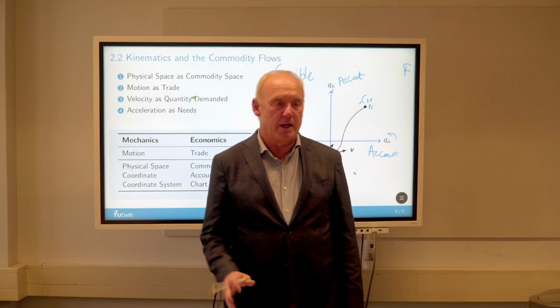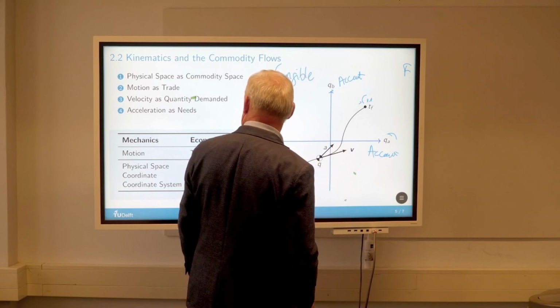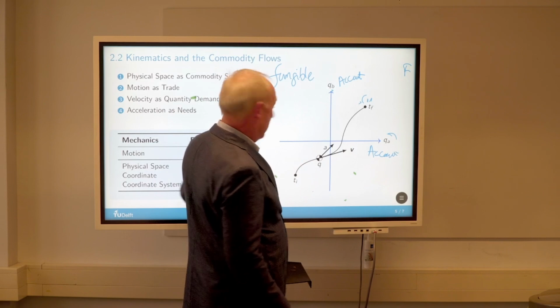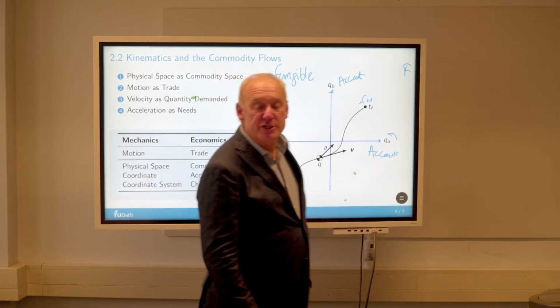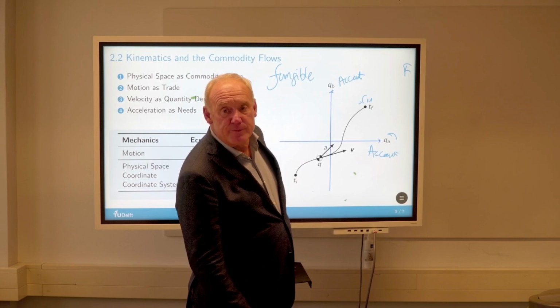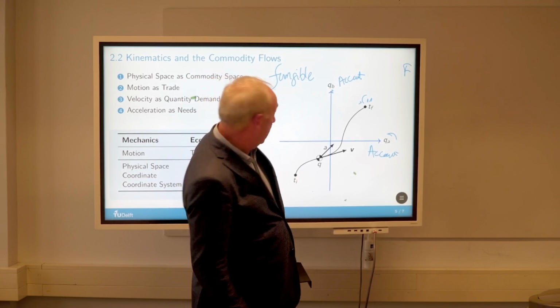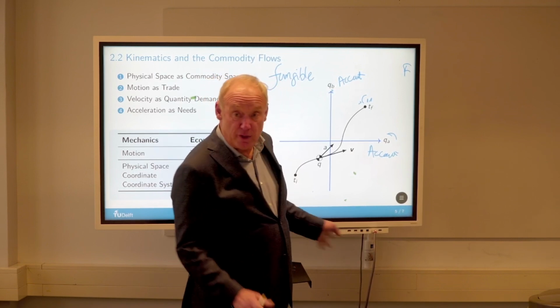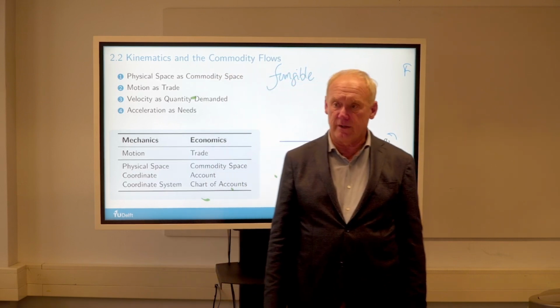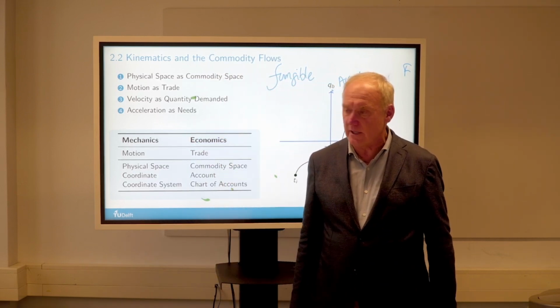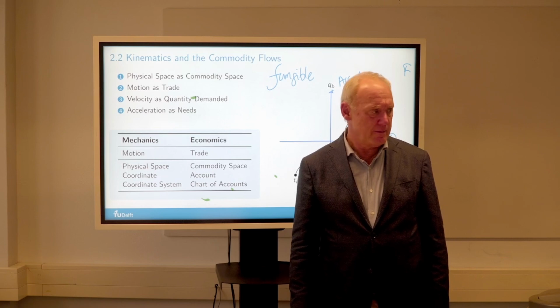So the coordinates, what we call coordinates in mechanics will be an account. All right? And a coordinate chart or coordinate frame would be an account frame or a chart of accounts. This is actually a name they use, a chart of accounts, right? Then you chart it out how your accounts are. Okay? Clear?